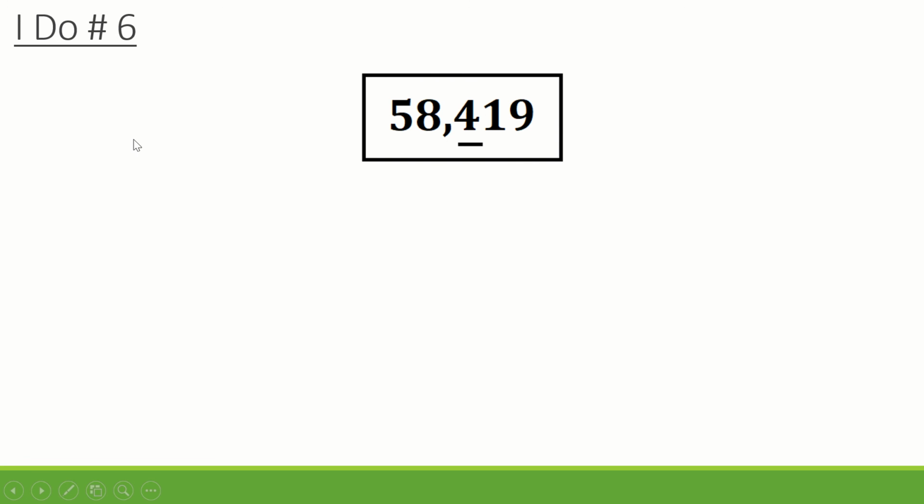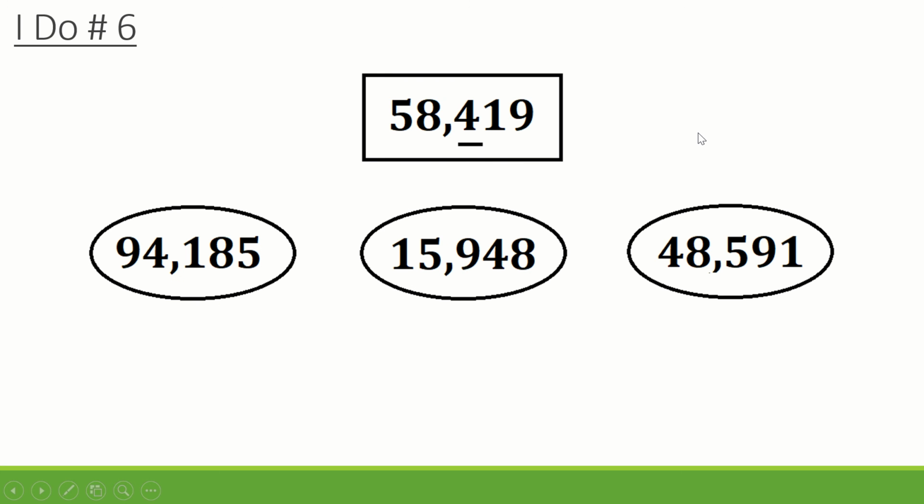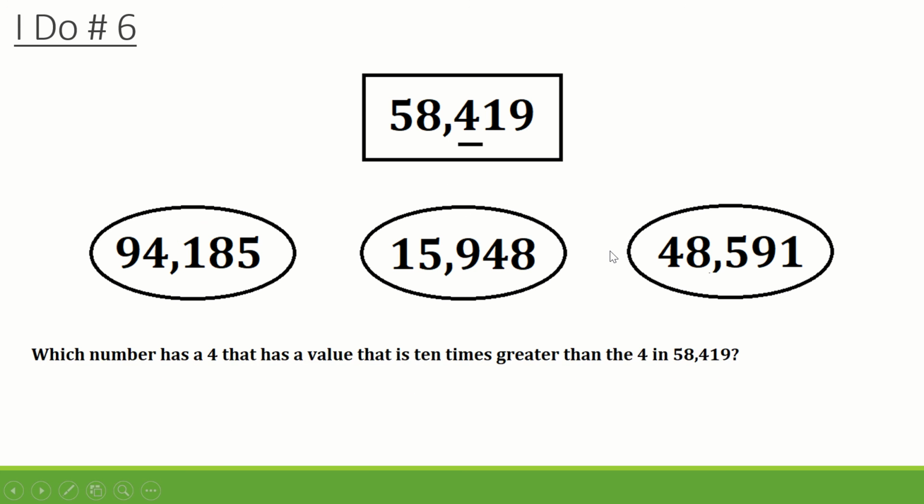And so I think we've got just this last one here, 58,419. The 4 is underlined, so we're going to be focusing on the value of the 4. We've got numbers that contain the same digits as found in 58,419. Those digits have been scrambled. So now I want to know which number has a 4 that has a value that is 10 times greater than the 4 in 58,419. Again, let's take a few moments to see if you can identify that number.